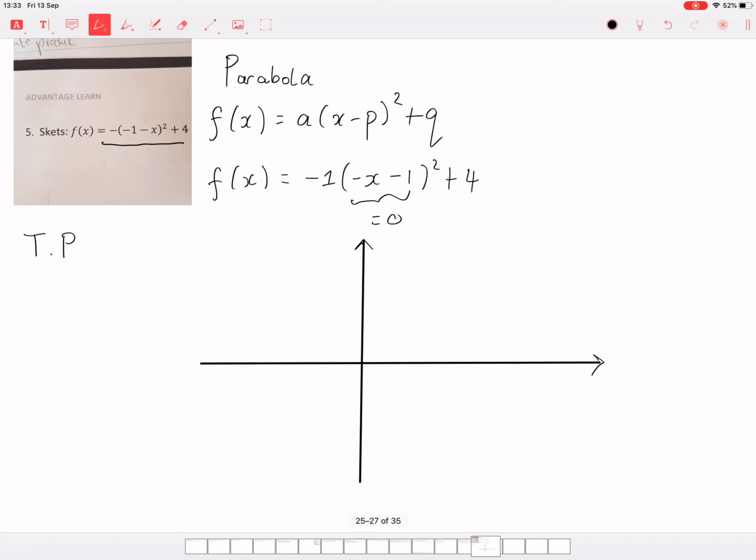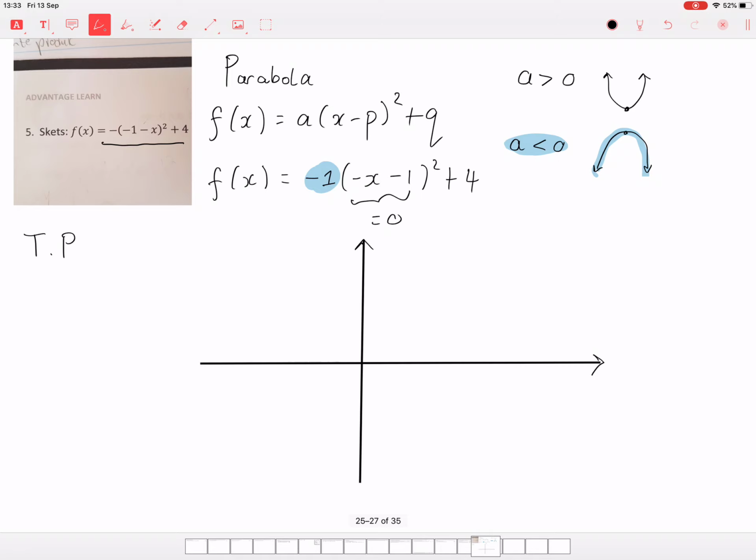Remember, if your a value is positive, if it is bigger than 0, you had the shape here with a minimum turning point. And if you had a less than 0, you had this shape here with a maximum turning point. So I immediately see my a value as negative 1. So I know the shape of my graph has to be this one here. Okay. Then I look for my turning point.